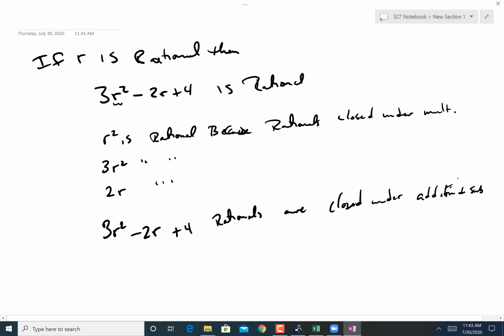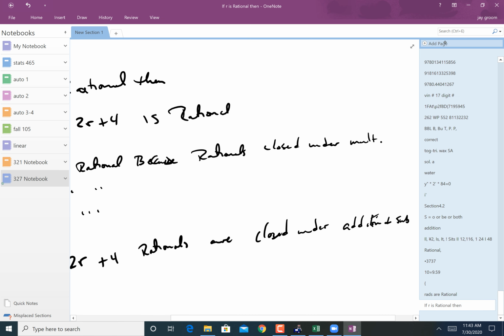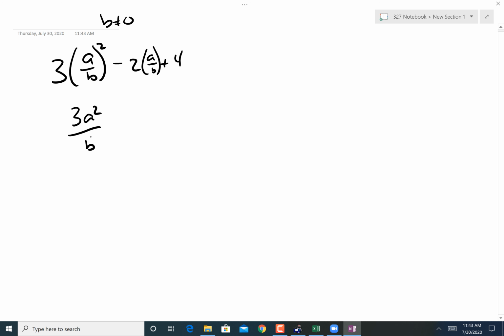Cool. Now you're like, Jay, could you do it a different way? Could you do a little bit of mathematics just to have fun? I said, sure, let's do it. Of course, b not 0. It's 3r squared minus 2r plus 4. But r is a over b. So that would be 3a squared over b squared minus 2a over b plus 4.